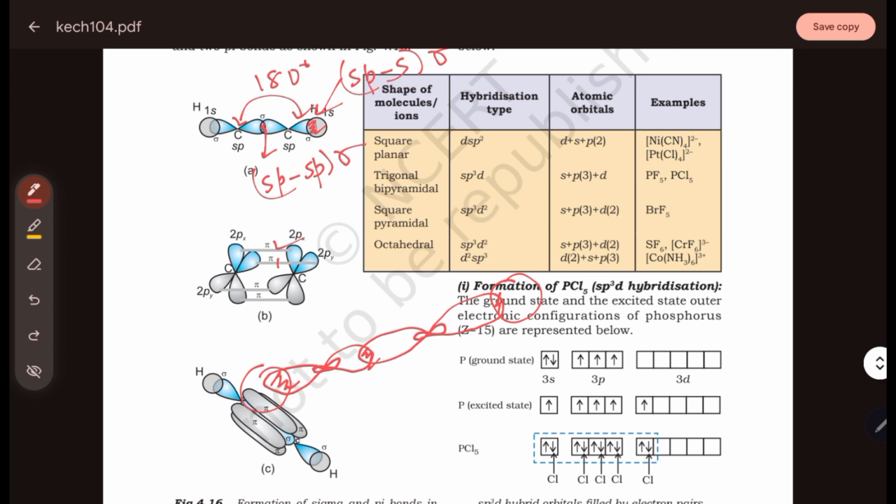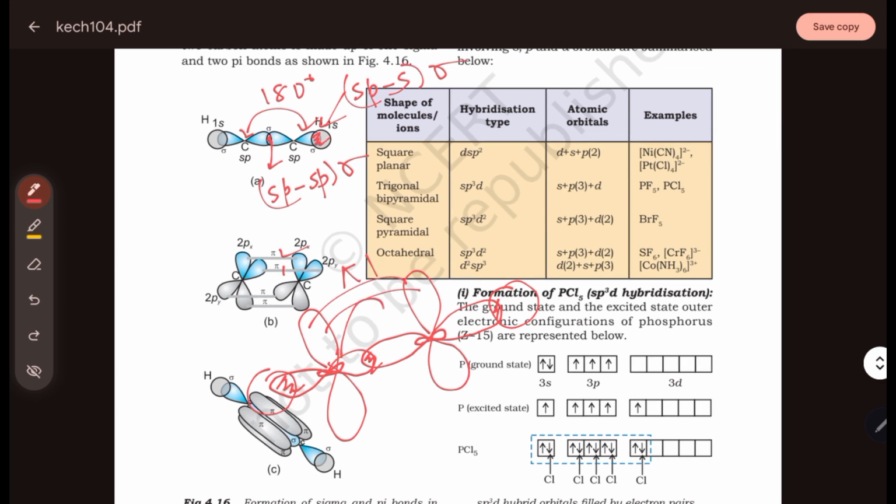Now how will you show the pi overlap? This is pi 1, always parallelly you have to draw, and this is another pi overlap, that is your pi 2, again parallel lateral overlap. So this is how you are going to show the orbital diagram.